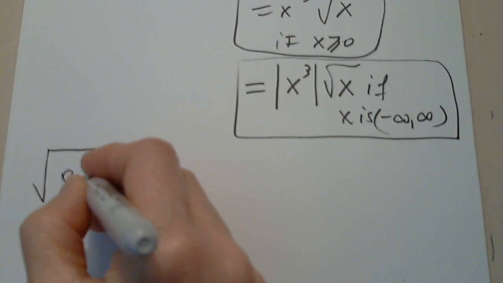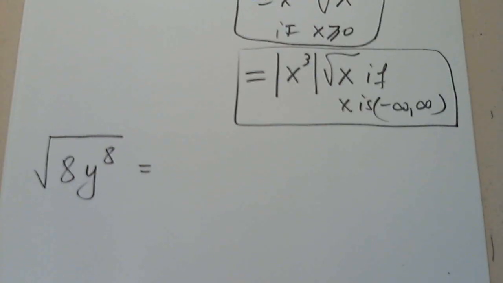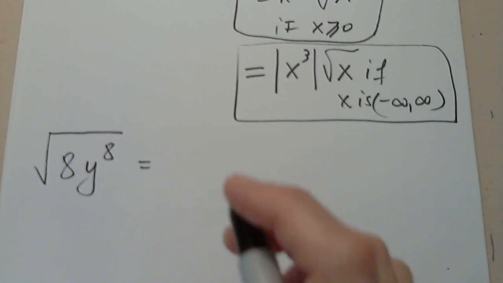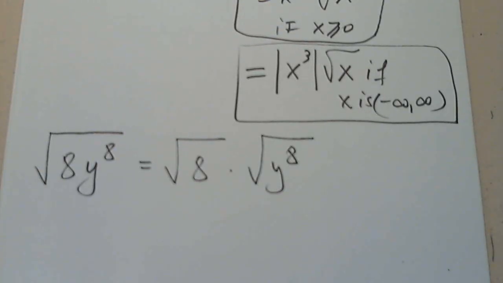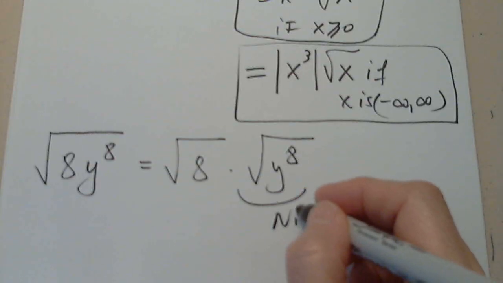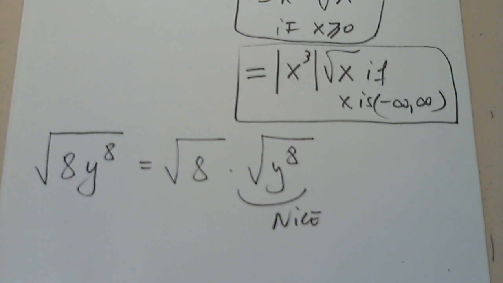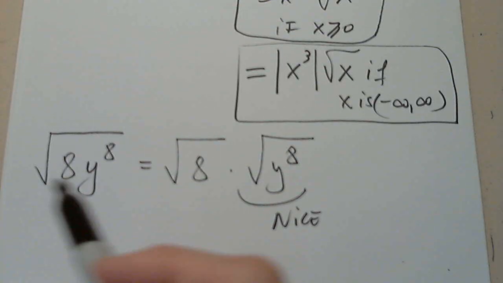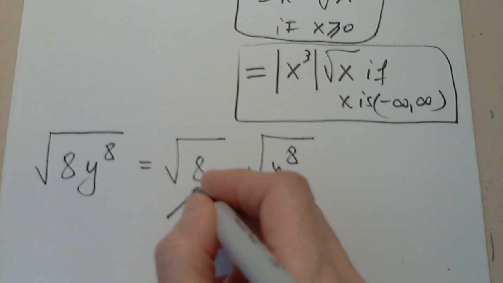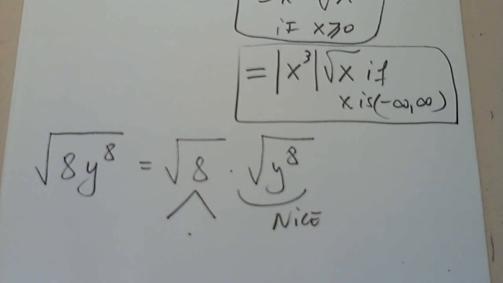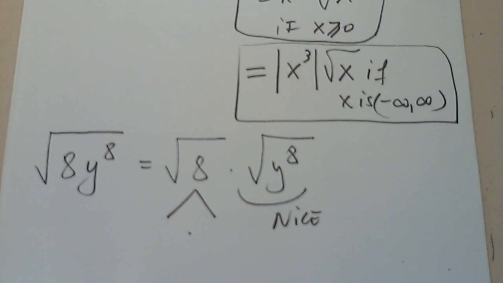The square root of 8y to the 8th. For now, I'm going to split it into the square root of 8 times the square root of y to the 8th. This is nice because 8 divided by 2 does not give me any headache. But this is not nice because I cannot take the square root of 8 and I will be able to find two factors, meaning multiplied, not added or subtracted, multiplied to give us 8, out of which one is a perfect square and the other one is not a perfect square.